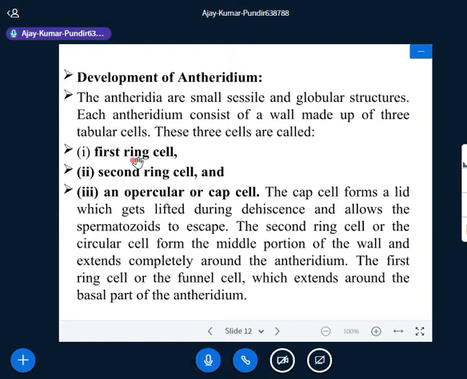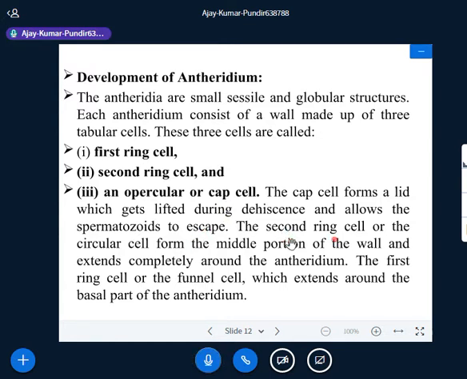First is the first ring cells which cover the base of the Anthridium. Second is second ring cells which cover the whole Anthridium, and third one is an opercular or cap cell which is also known as lid cells. The cap cells form a lid which gets lifted during the dehiscence and allows the male gamete anthrozoids to escape. The dehiscence of the Anthridium takes place through the cap cells.